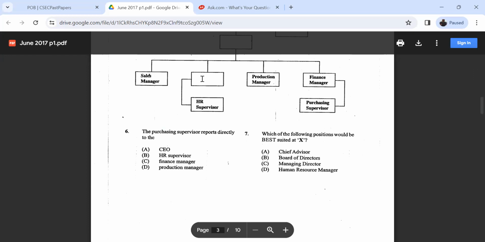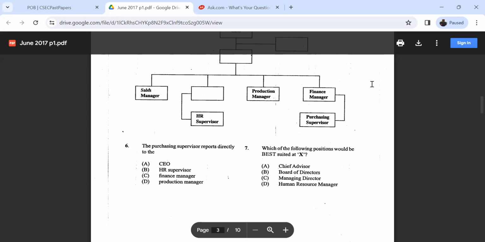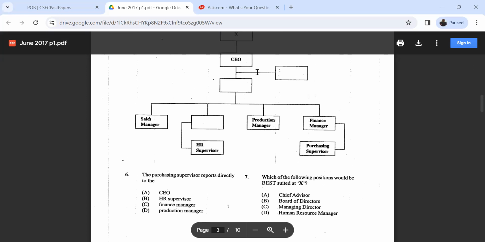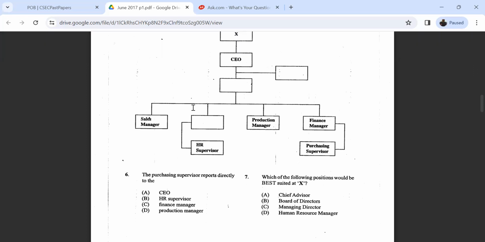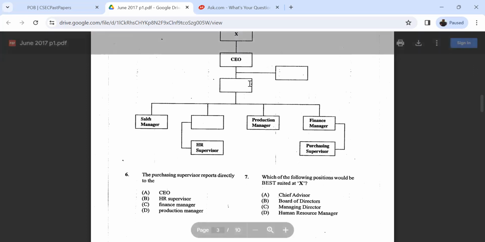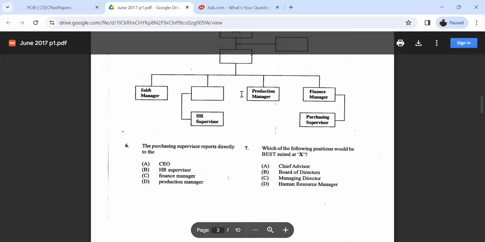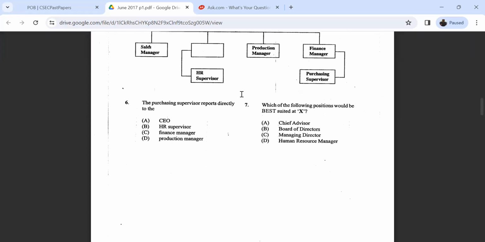So HR will be here with the HR supervisor reporting directly to them. The chief advisor will be giving advice to the CEO here in the supporting role. And above here, I'd say will be the board of directors with the different managers reporting to them, and the CEO reporting to the managing director.